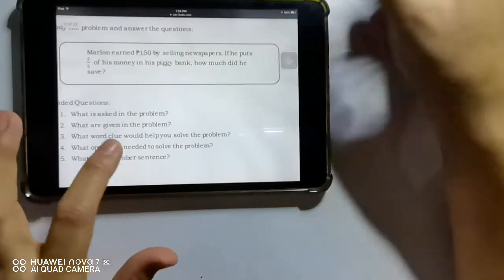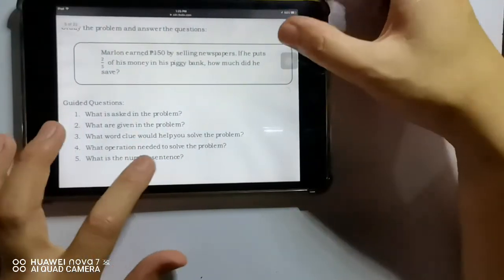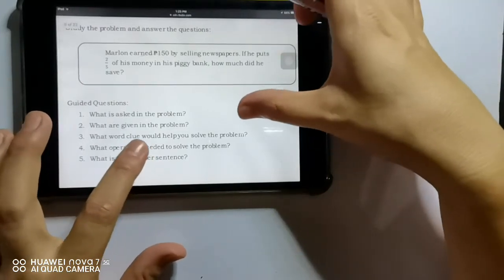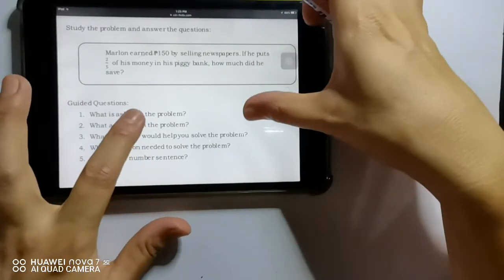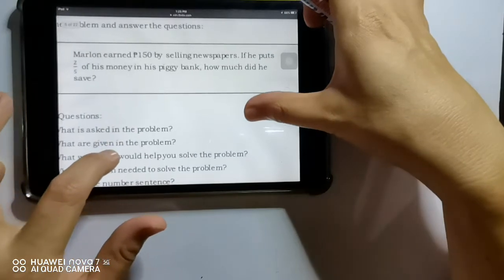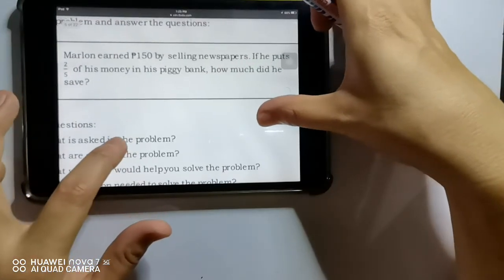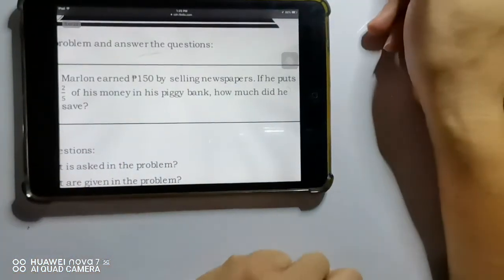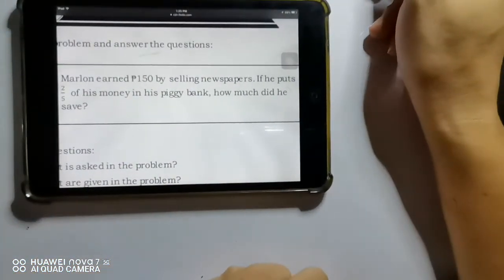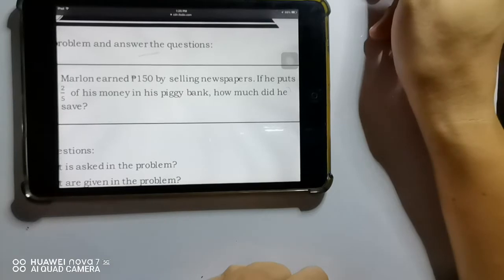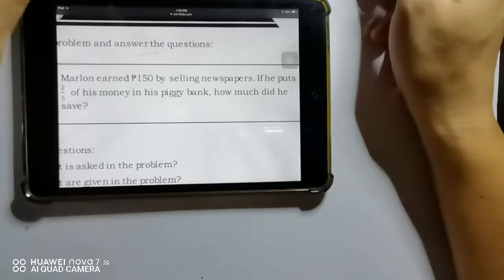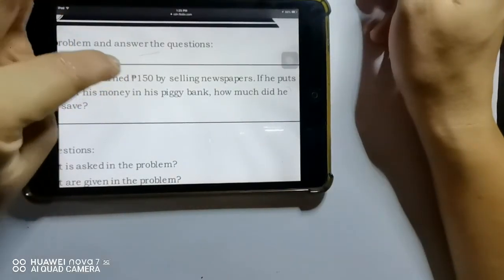So, here we have an example of a word problem given to us. Okay, so let's focus first on the problem. So here is the problem. Okay, Marlon earned 150 pesos by selling newspaper. If he puts 2/5 of his money in his piggy bank, how much did he save? Okay, so this is our problem.